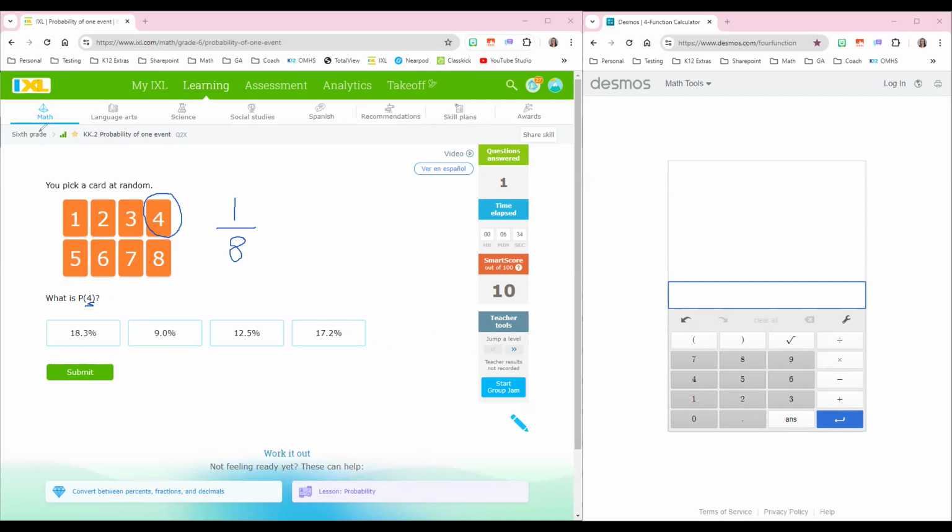If we come over to our calculator, I'm first going to turn it into a decimal. Remember, we take fractions and turn them into decimals by dividing. So numerator first, because it's 1 divided by 8, which is 0.125. And then we can turn decimals into percents by multiplying by 100. And we get a 12.5% chance of us picking a 4.